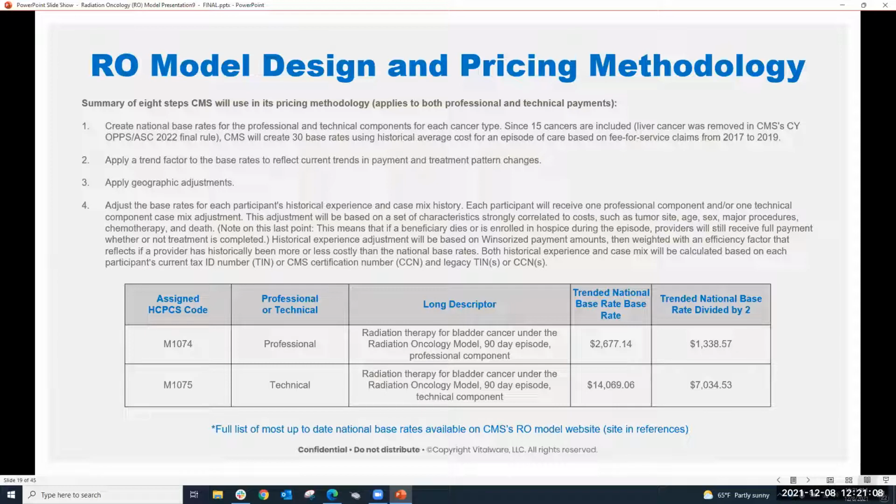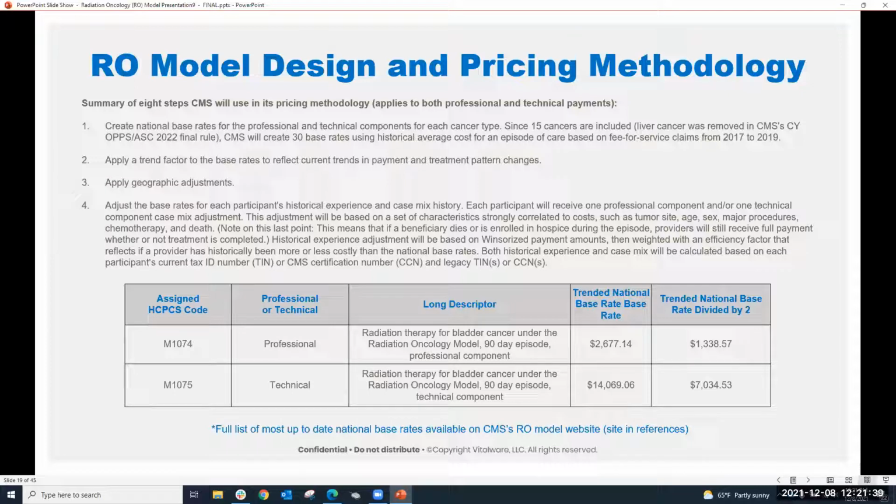So they've created base rates for professional and technical components for each cancer type. And the way they created these base rates is they used historical average costs for each episode of care based on fee-for-service claims from 2017 to 2019. You see this chart at the bottom of the slide. This will be provided to you. This is actually on the CMS website right now.